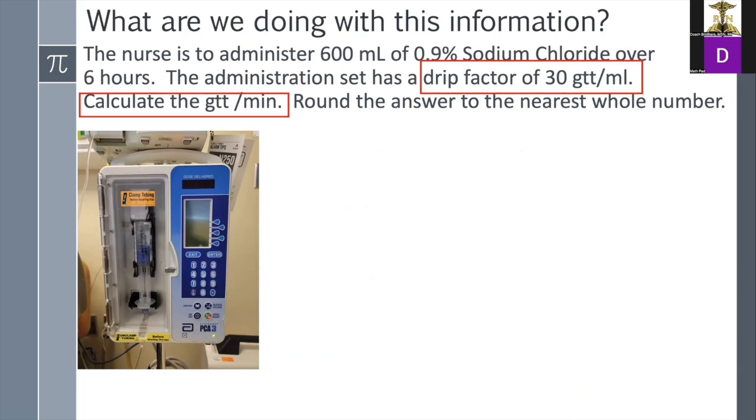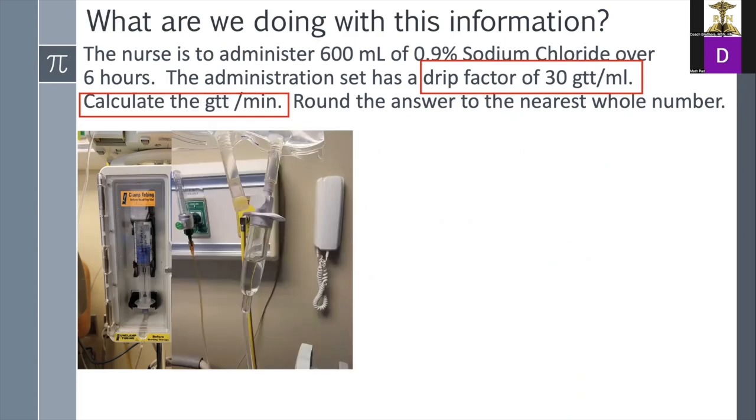Some tubing has very big drops, okay? That would be like 15 drops per milliliter, okay? Or 10 drops per milliliter, right? Some have very small drops, like 60 drops per milliliter, right? That means it takes 60 drops inside of our drip chamber. This would be our drip chamber. It means it would take 60 drops out of this bag, okay? Tiny little drops to equal 1 tiny milliliter. That'd be called micro drip tubing, okay?